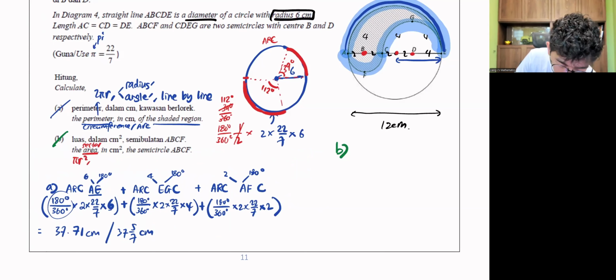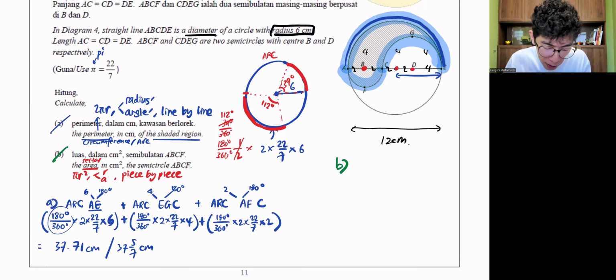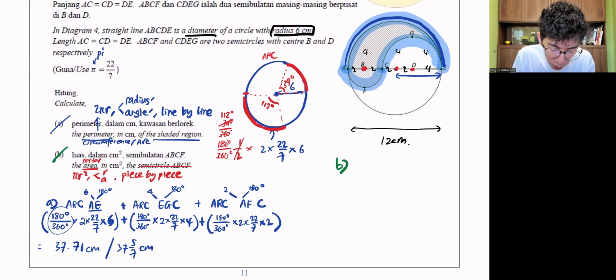And of course, you still need your radius and angle. And it will be one piece by one piece. So when you do your calculation, you go by a slice of pizza, a piece of pizza. What do I mean by a piece of it? In this case, they want area for semicircle ABCF. This one is easy. So then we change the question, can or not? If you do it in a separate piece, you cut this for me, we do something different.